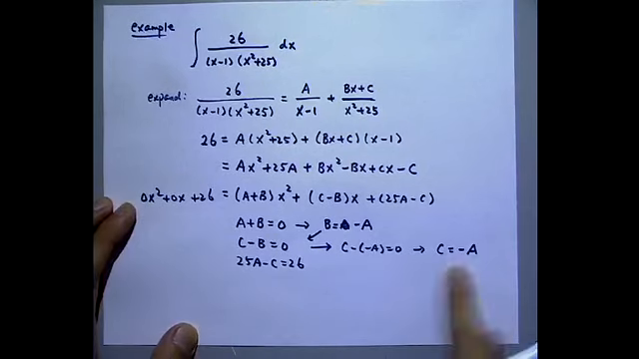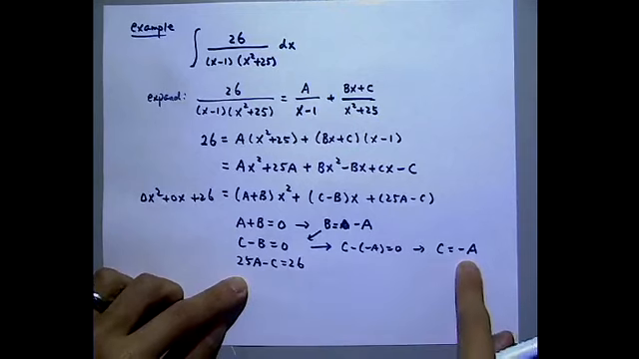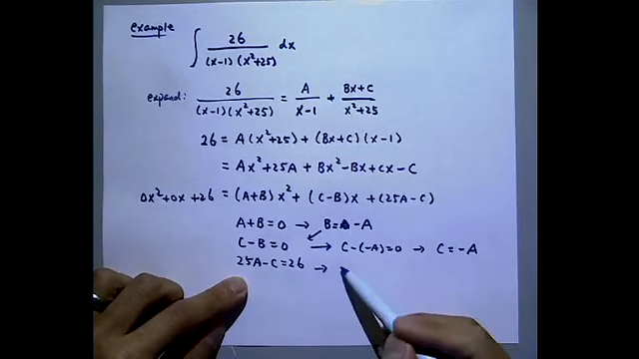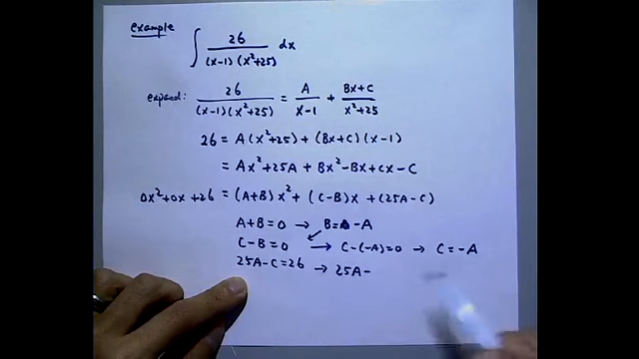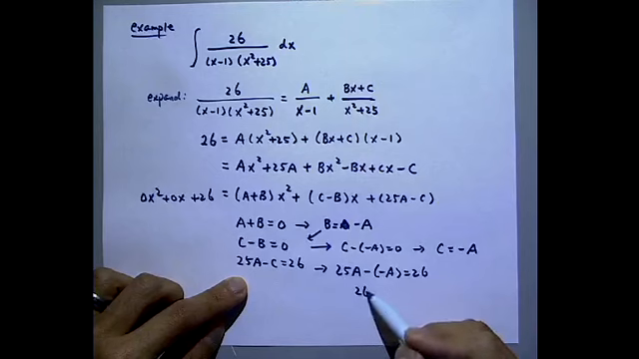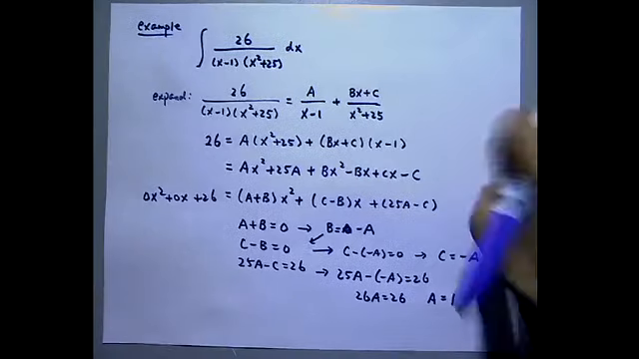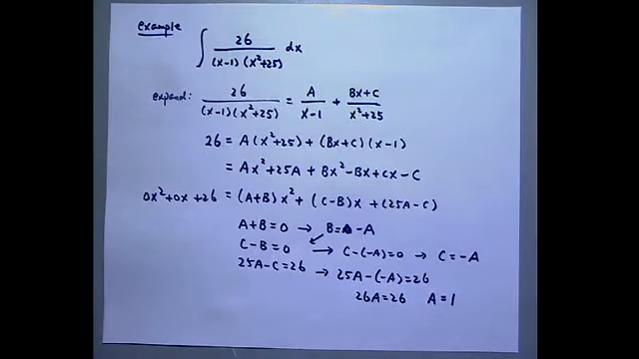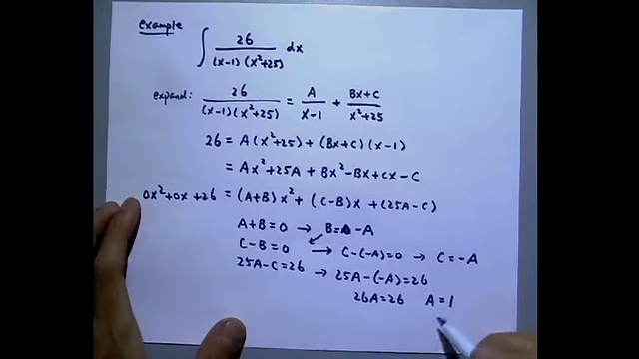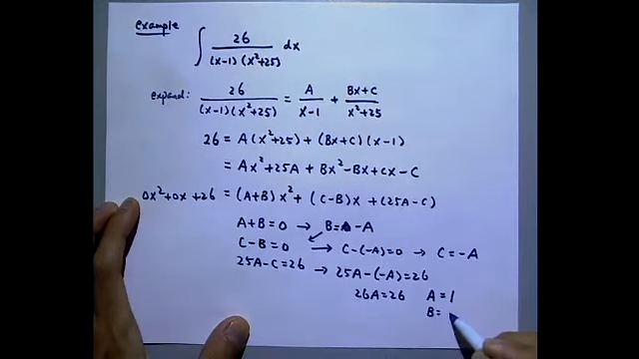So let's take the last one into the third equation. C is minus a, so this one tells me 25a minus a is equal to 26. 26a is equal to 26, so a is equal to 1. Okay, so we got a. Once we got a, we got pretty lucky here with c and b both equal to negative a. So b is minus 1 and c is minus 1.